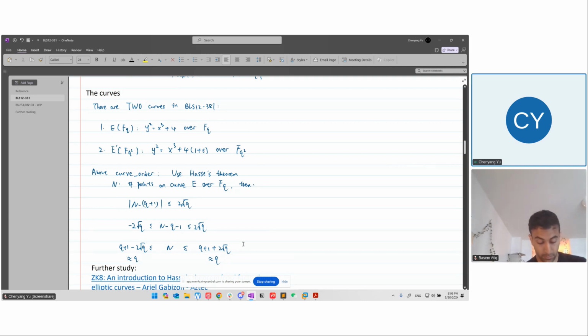So when Q is large, you can see 1 is like useless. So we can ignore that, right? So when Q gets large, square root Q is relatively small. So we can just assume this N, which is the curve order, is bounded by some margin of Q, right? So N will be similar to Q, but there will be a difference. So the curve order and field modulus, generally, they are not the same, but they are pretty close.